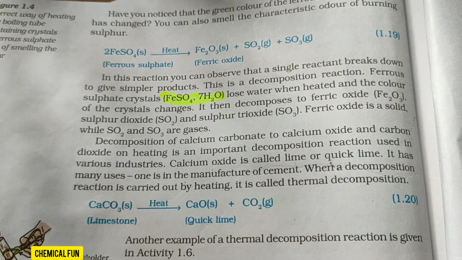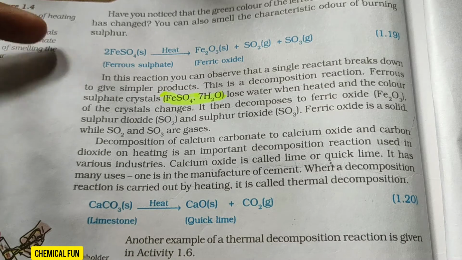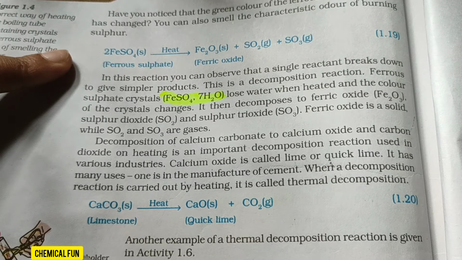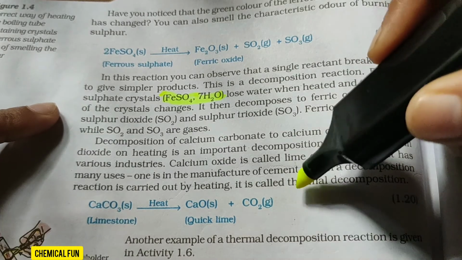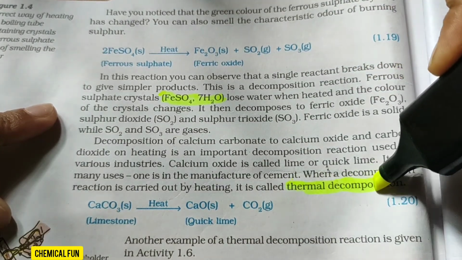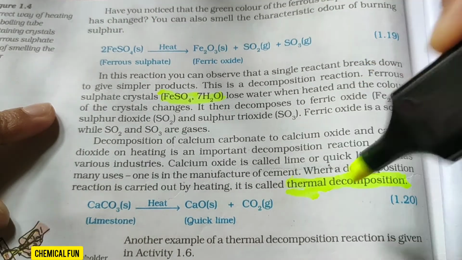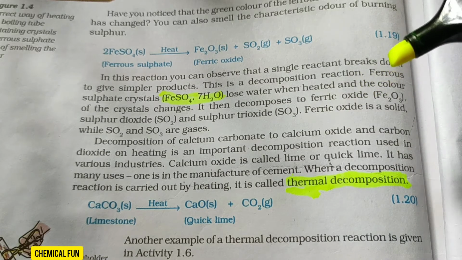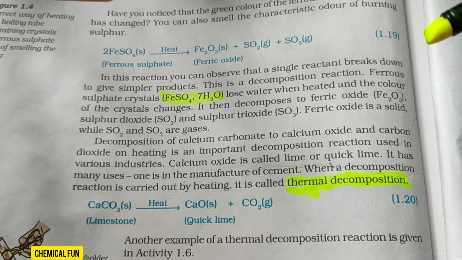So see the decomposition reaction, how we have carried on this decomposition reaction. These are by applying heat. So there are again types of decomposition reaction. Under types of chemical reaction, decomposition reaction is the second type. Again there are subtypes of decomposition reaction. One is thermal decomposition. Okay, so when we apply heat to break a chemical substance, then it is known as thermal decomposition. When a decomposition reaction is carried out by heating, it is called what? It is called thermal decomposition reaction.